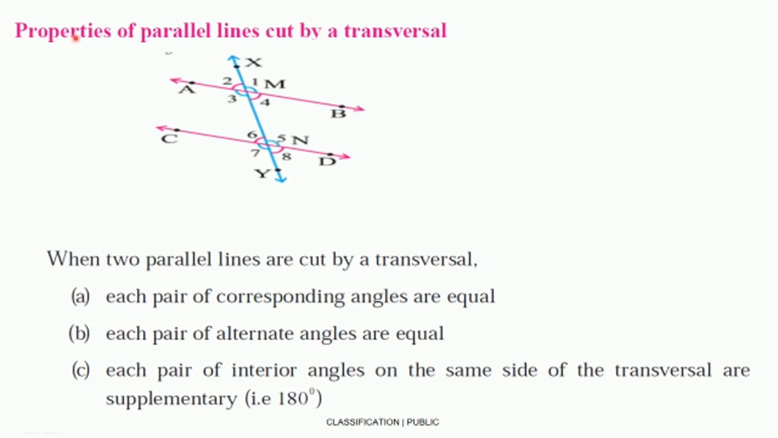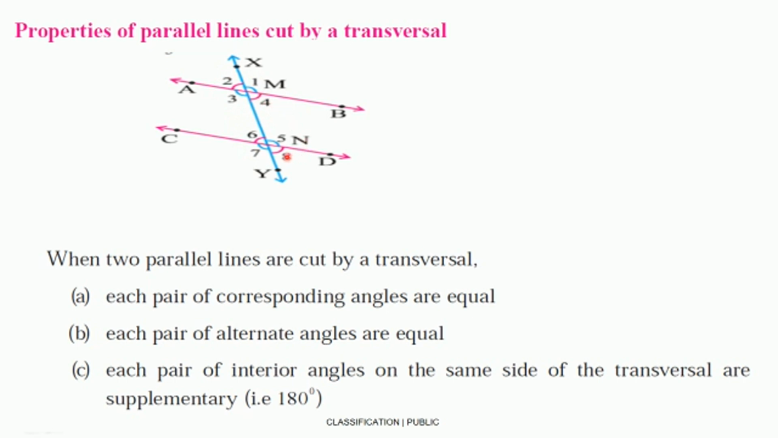Properties of parallel lines cut by a transversal. Here AB and CD are parallel lines cut by the transversal XY. Properties: when two parallel lines are cut by a transversal, each pair of corresponding angles are equal. That means angle 1 equals angle 5, angle 2 equals angle 6, angle 3 equals angle 7, angle 4 equals angle 8.